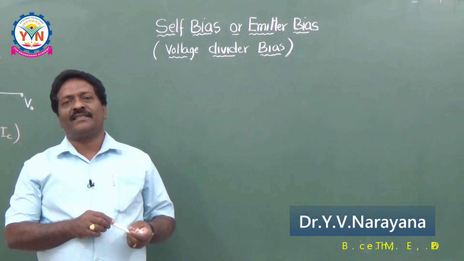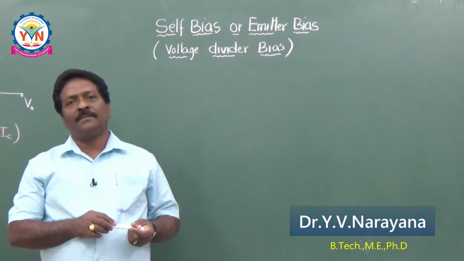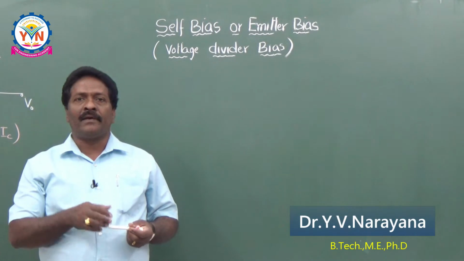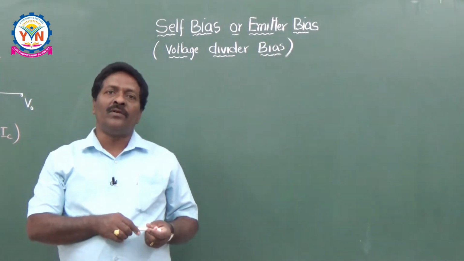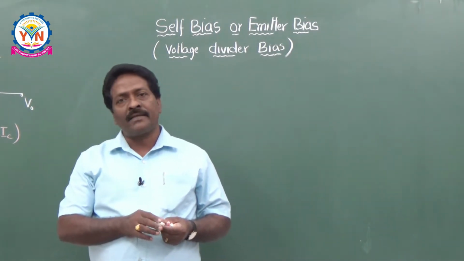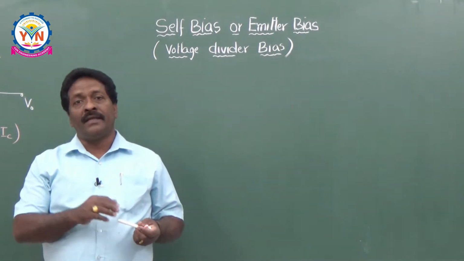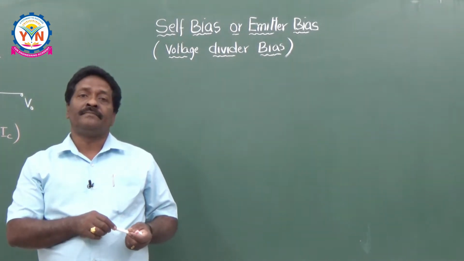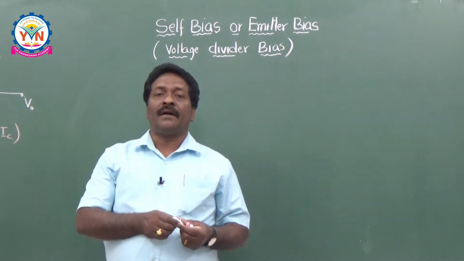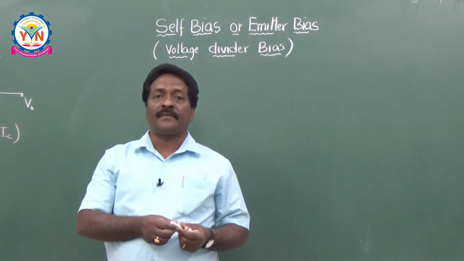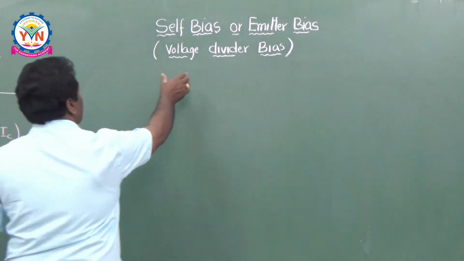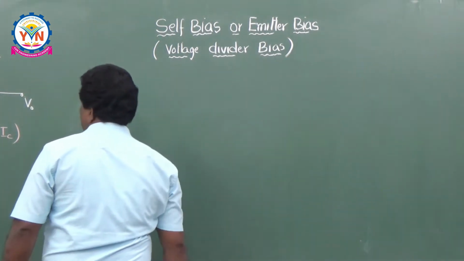Students, in this class we are going to discuss the most important and popular biasing technique, self-bias or emitter bias, which is also called a voltage divider bias. Already we have discussed fixed bias and collector-to-base bias, and they have their own disadvantages. The operating point is actually not stable in those techniques. The operating point changes with the temperature as well as beta. Whereas in the case of self-bias or emitter bias, we have so many advantages.